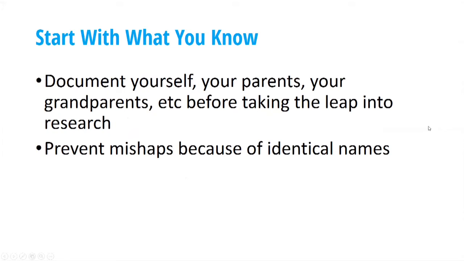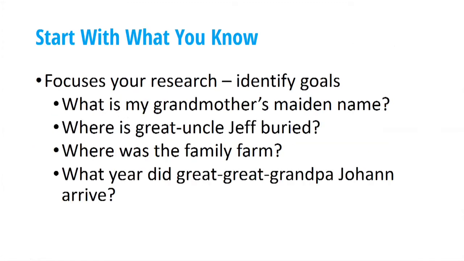I always tell beginner researchers to start by documenting yourself, your parents, their siblings, your grandparents and their siblings, anything that you think you already know about your immediate family before taking that leap into doing research. It may seem overly simplistic, but it's really going to help you prevent mishaps because of identical names. And then it helps you focus your research and identify some goals.